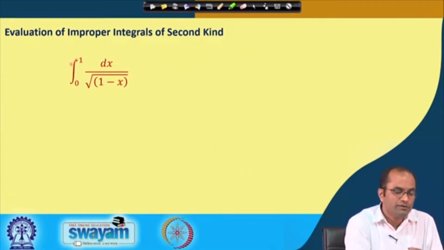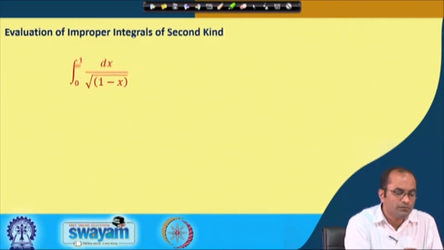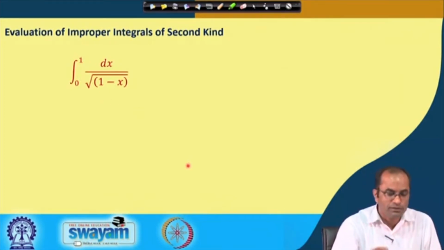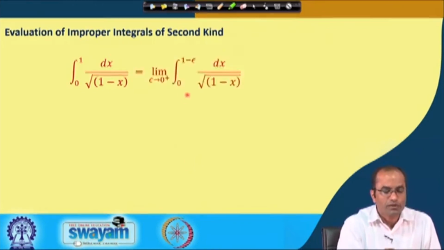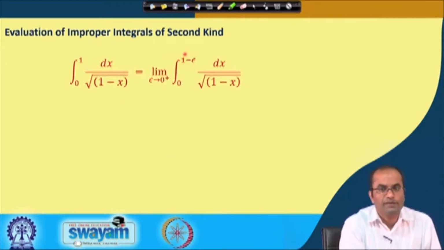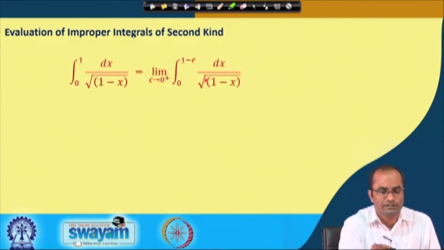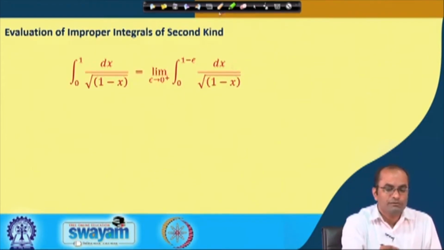So, here is how to evaluate such improper integrals of the second kind. For example, we have dx over square root of 1 minus x. Here, when x approaches 1, our integrand becomes unbounded. So, in this case we will take the limit epsilon to 0 from the right side, with the integral from 0 to 1 minus epsilon. The point where the function was becoming unbounded, we have replaced by 1 minus epsilon. So, we are not going from 0 to 1, but from 0 to 1 minus epsilon, where we have a nice integral, and later on we will take that limit.